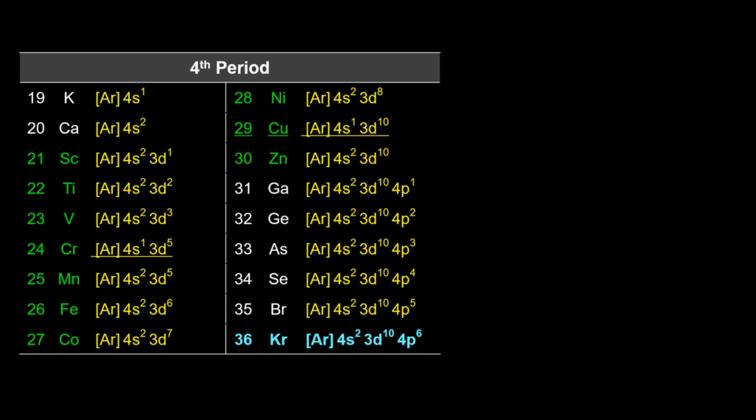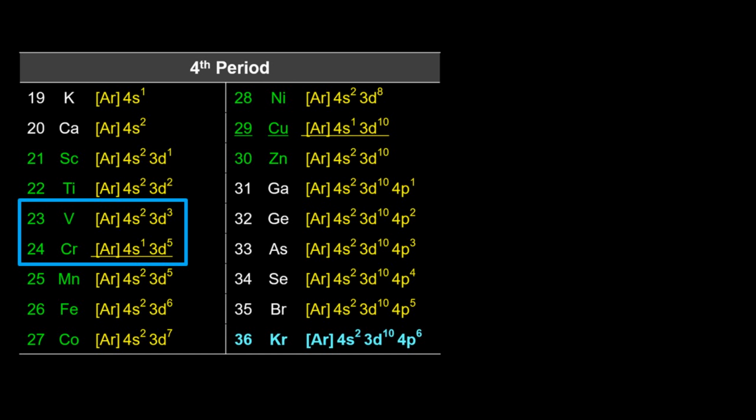If you take a close look, you'll notice a pattern that doesn't quite follow the typical order. From vanadium to chromium, something unexpected happens. One electron from the 4s orbital moves over to the 3d orbital, so instead of having 4 electrons in 3d, chromium ends up with 5. This shift helps the atom reach a more stable, half-filled d subshell, which is why that electron jumps from 4s to 3d.